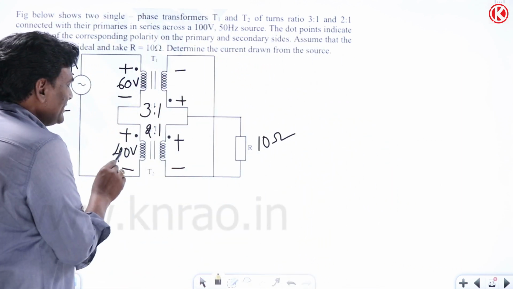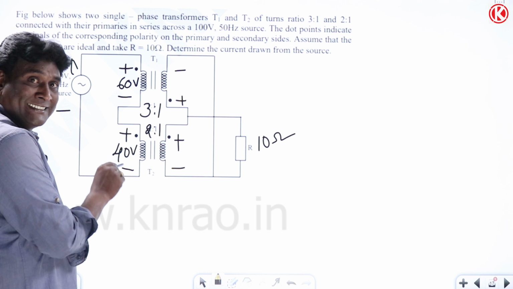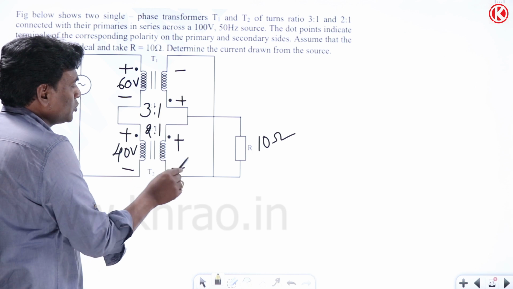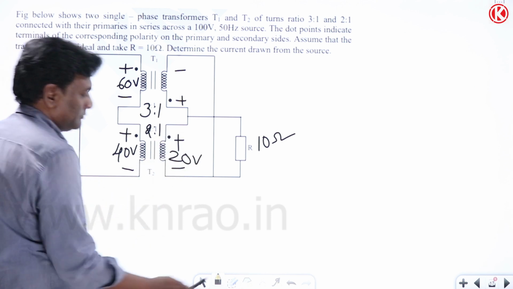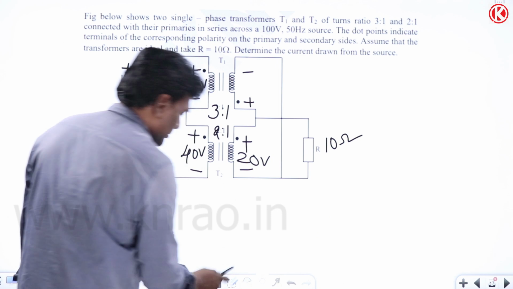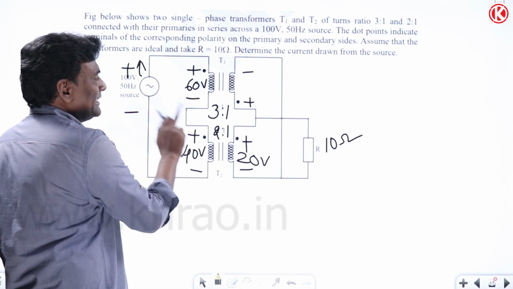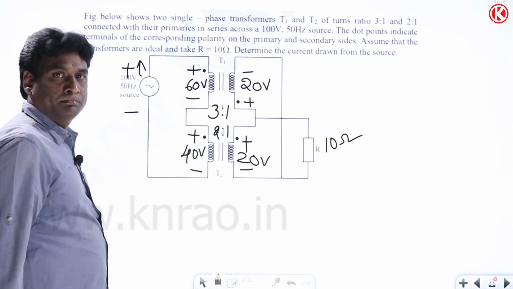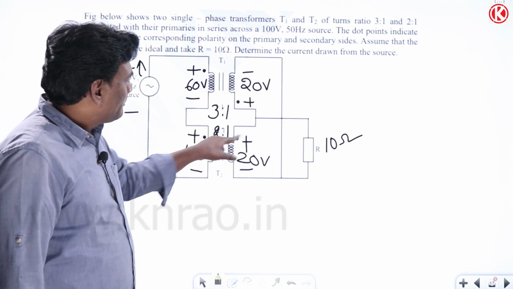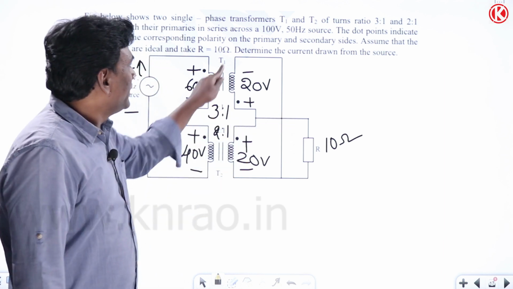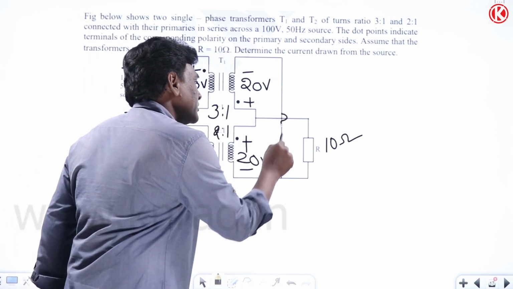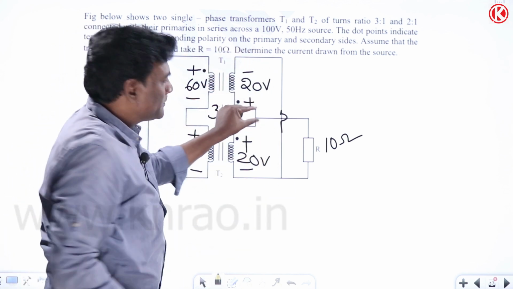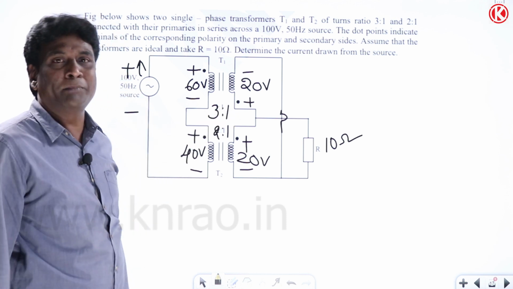Now if I think 40 volts are getting injected here, 2:1, in the sense this should be LV, meaning that voltage should be reduced. 40 by 2 is going to be 20 volts. This would be better. Now after that, 60, 3:1, it also will be 20 volts. Now if you see, plus and plus are connected to here, minus, actually this is a crossover. Now minus are connected, plus are connected. So can I say these two are connected in parallel?